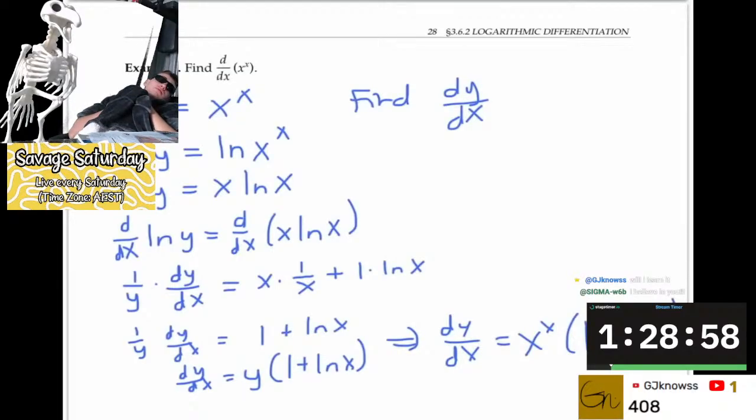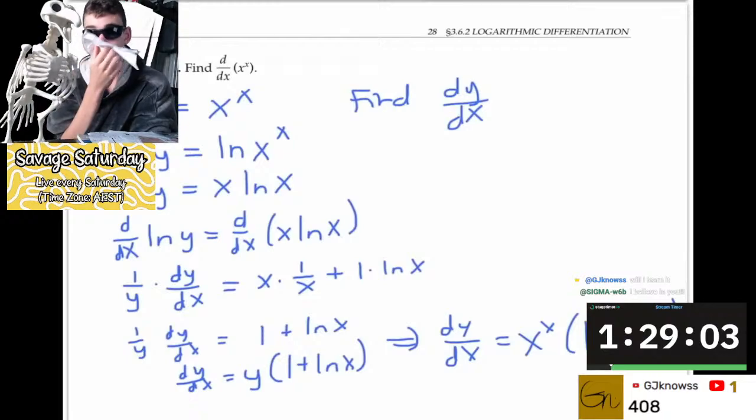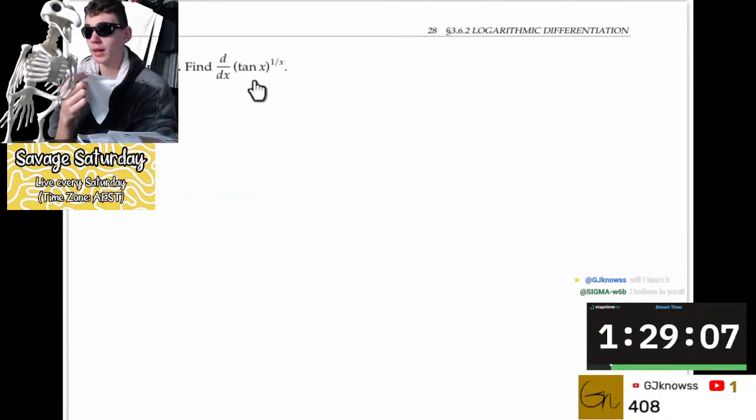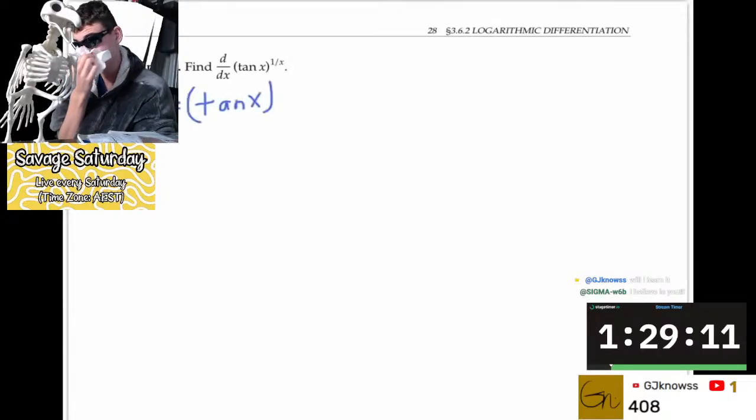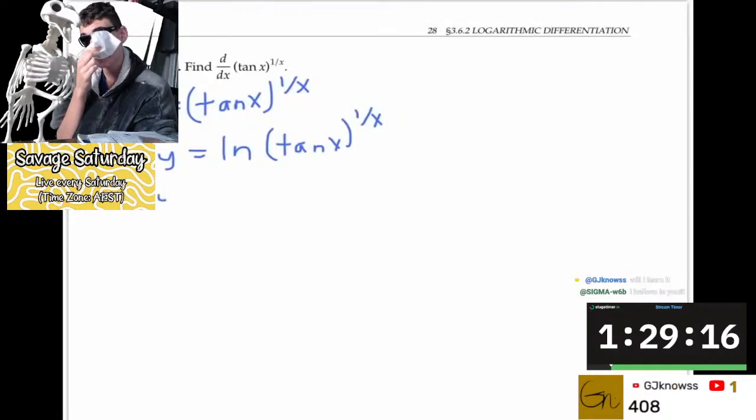This technique of taking the log of both sides, differentiating, and solving for dy/dx is known as logarithmic differentiation, and it's enormously useful whenever you have variables in both the base and the exponent. Here's another example where our variable is in both the base and the exponent. So as before, I'm going to set y equal to the expression that I want to differentiate and compute dy/dx.